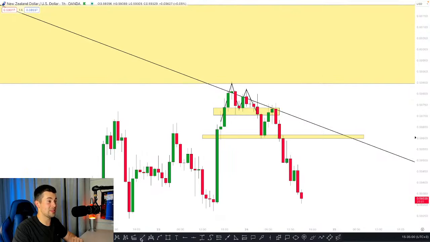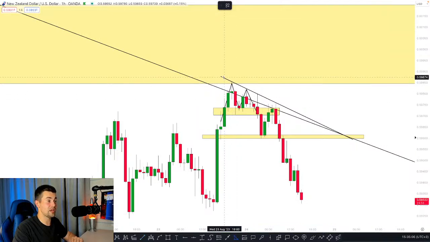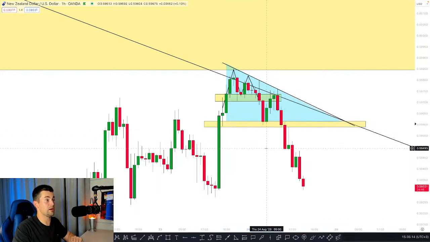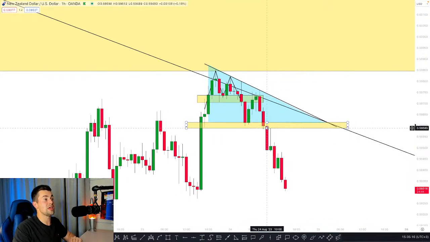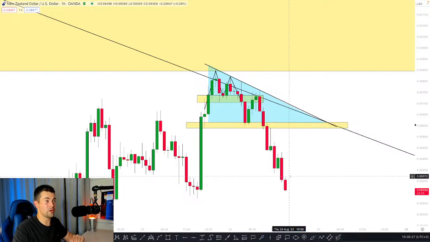You can see that then over here we also formed the triangle. Yes, very bearish triangle here was formed. And you can see, by the way, here goes the neckline exactly. And you can see that the market successfully violated its neckline. Then we got the retest of a broken neckline, and then the market dropped.